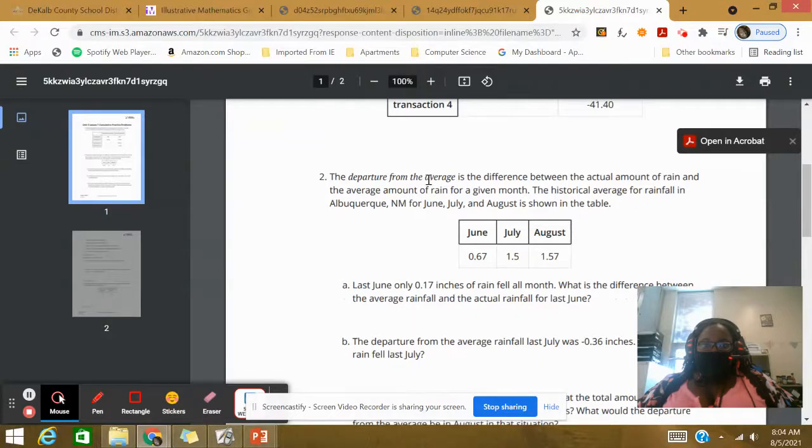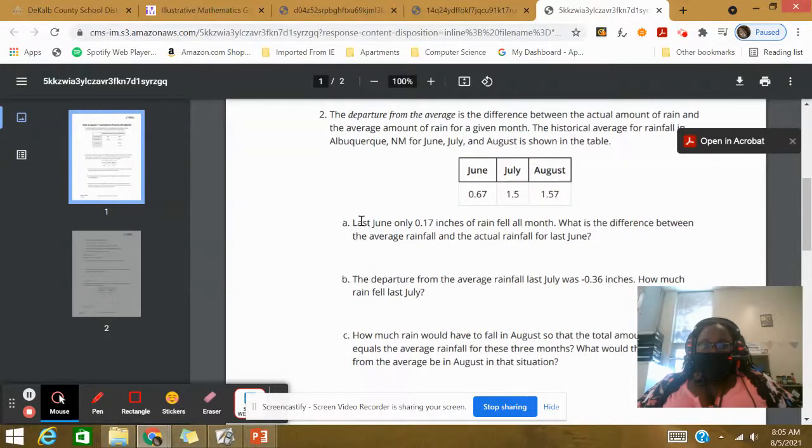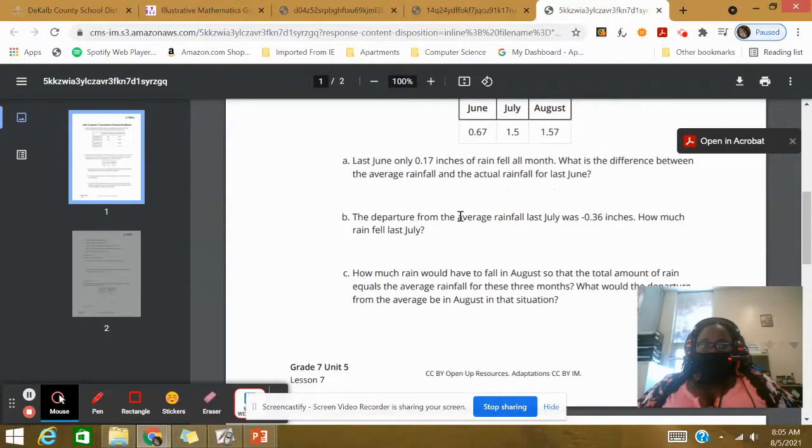Question 2. The departure from average is the difference between the actual amount of rain and the average amount of rain for a given month. The historic average for the rainfall in Albatross is in June or July. So A says the last June only 0.17 inches of rain fell. What is the difference? So you guys are going to subtract from June to last June. So this June, last June to the new one. For B, it says the departure from average rainfall last July was negative 0.36. So again, using this July compared to this one, you're going to find the difference.